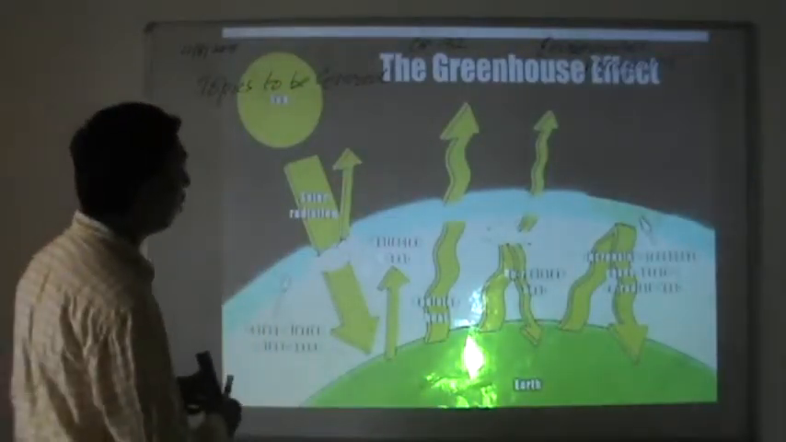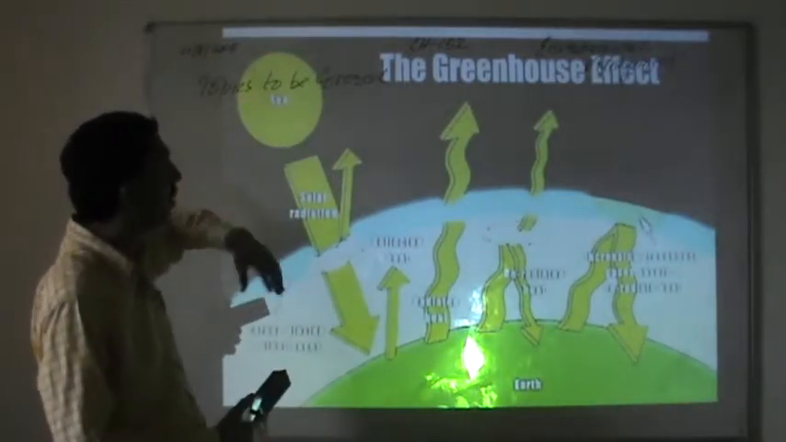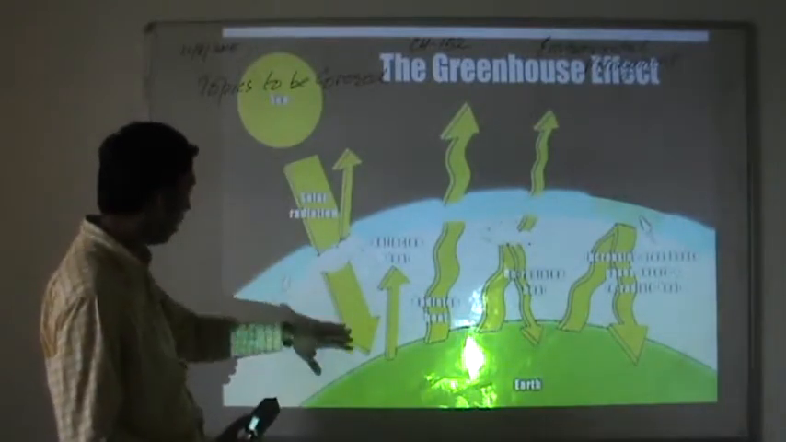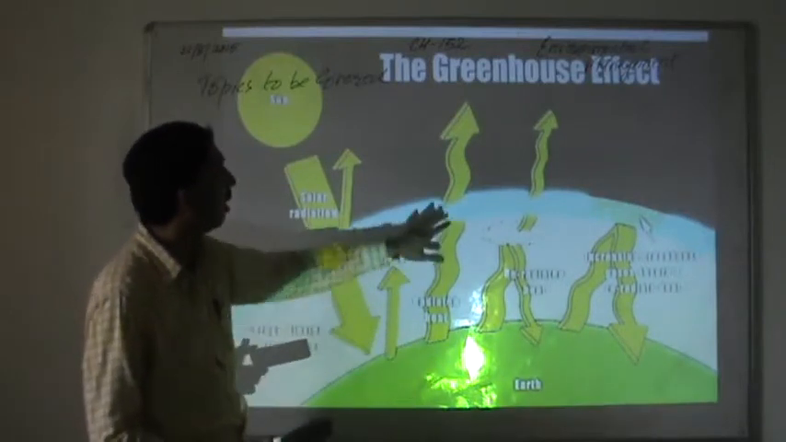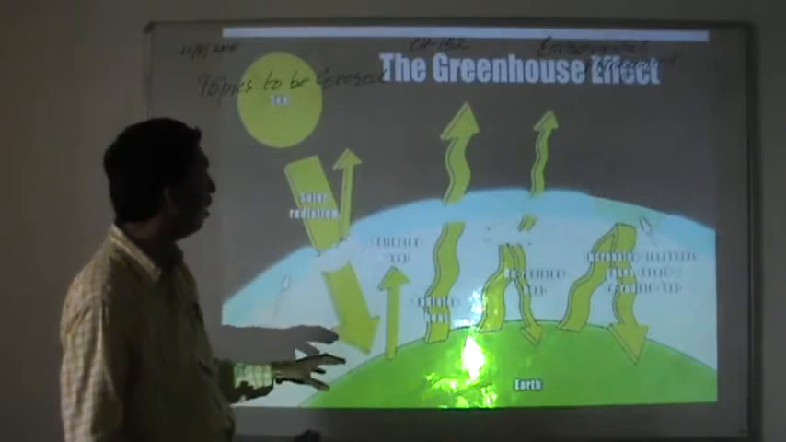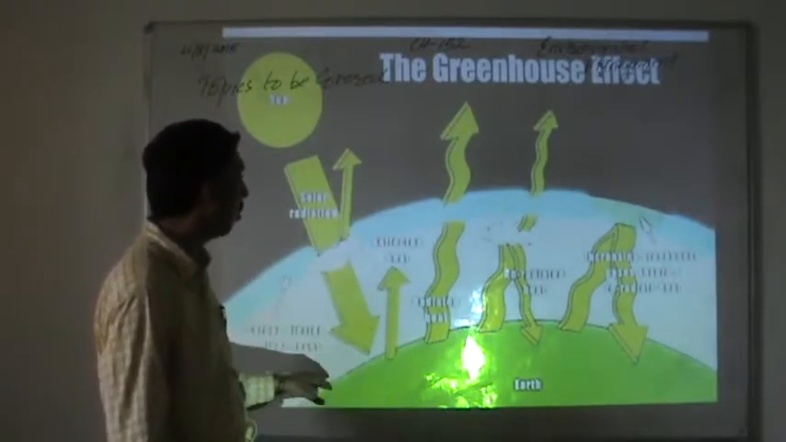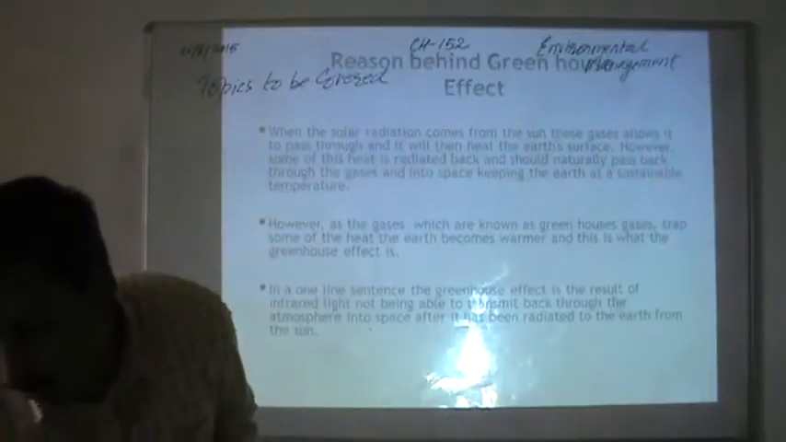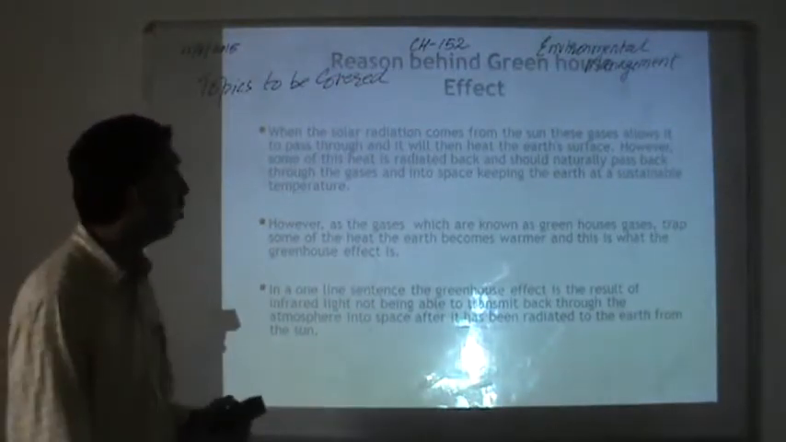The mechanism I have drawn on the blackboard, but you can see it from this slide. This is the sun, the solar radiations are coming, striking the earth's surface, and going back. But some of the solar radiation, that is infrared radiation of high wavelength, is trapped in this region of the atmosphere, causing the heat effect or warming of the atmosphere. These are the two slides.